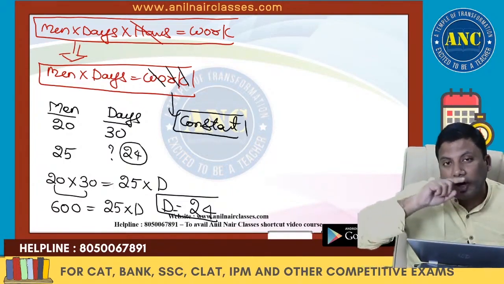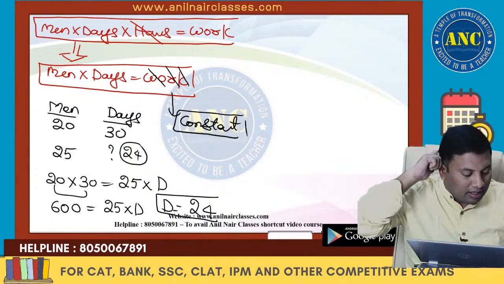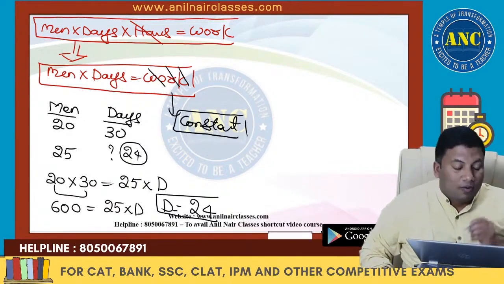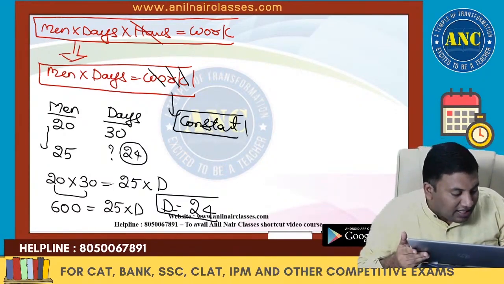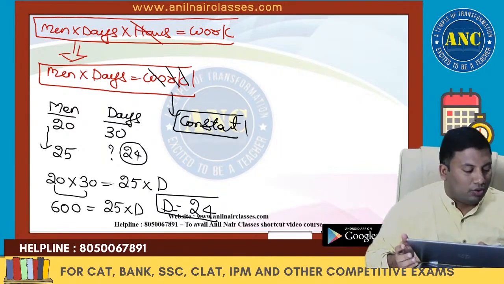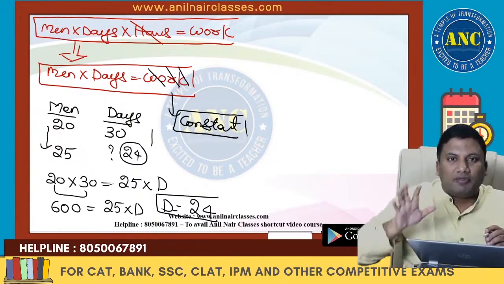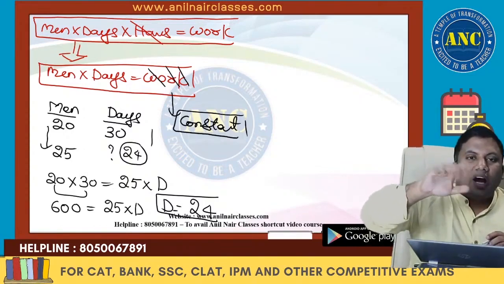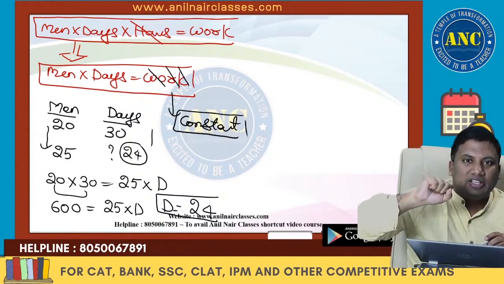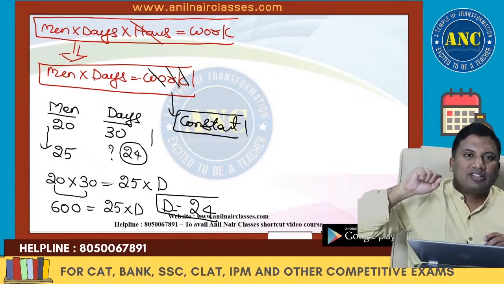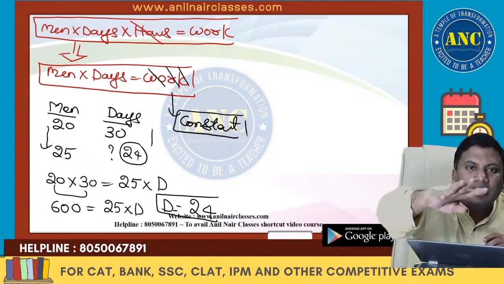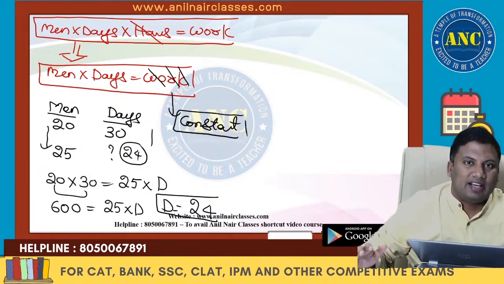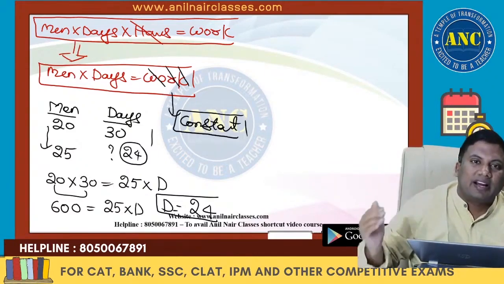What is important is not the value of D for me. 20 men can complete a work in 30 days, 25 men can complete it in 24 days. What is important is that men is increasing. If the number of people required to do a job increases, with the same work, suppose I need to take 16 chapters in a class. I have 2 faculties, so each one can take 8 hours of class. Suppose I got 4 faculties, each one can take 4 hours of class. 4 into 4 is 16. The number of faculties increases, so the number of hours taken to complete the content decreases.